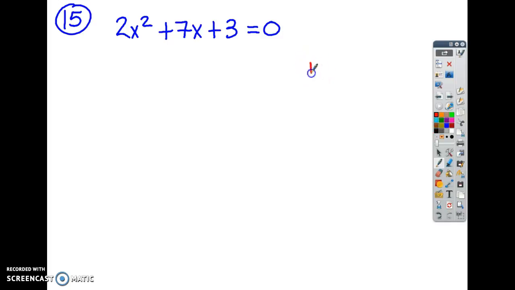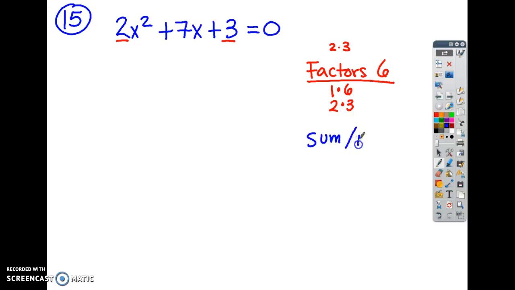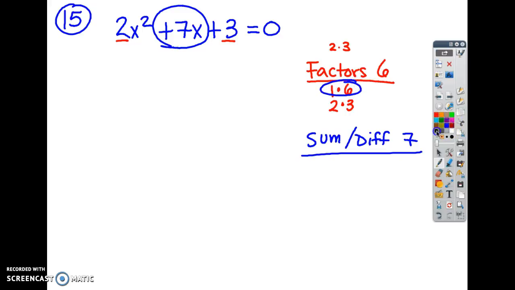So when we're factoring, we need to find factors of 6, because you multiply the 2 times 3. 2 times 3 gives you 6. So factors of 6: 1 times 6, 2 times 3. And then we need a sum or difference of 7, because that's the middle number right there. So that's going to have to be the 1 and the 6, and then we can start on our box.